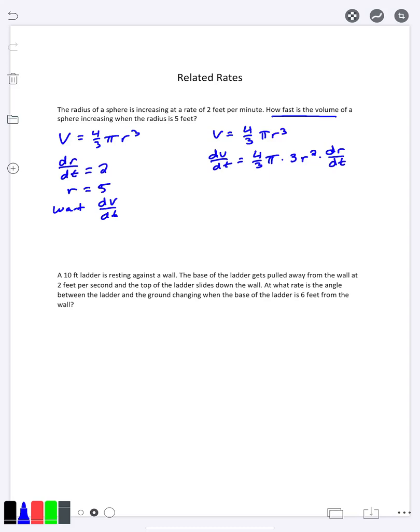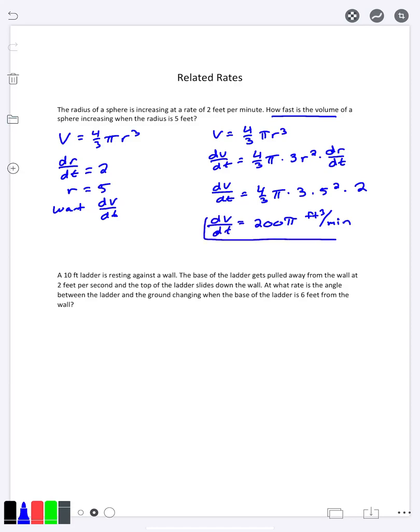Now once we have that, then I can plug in the things that we know. We know that my r value is 5, and my dr dt is 2. And so then if we multiply that all out here, we're going to get 200 pi, and the units for the volume is going to be feet cubed per minute.